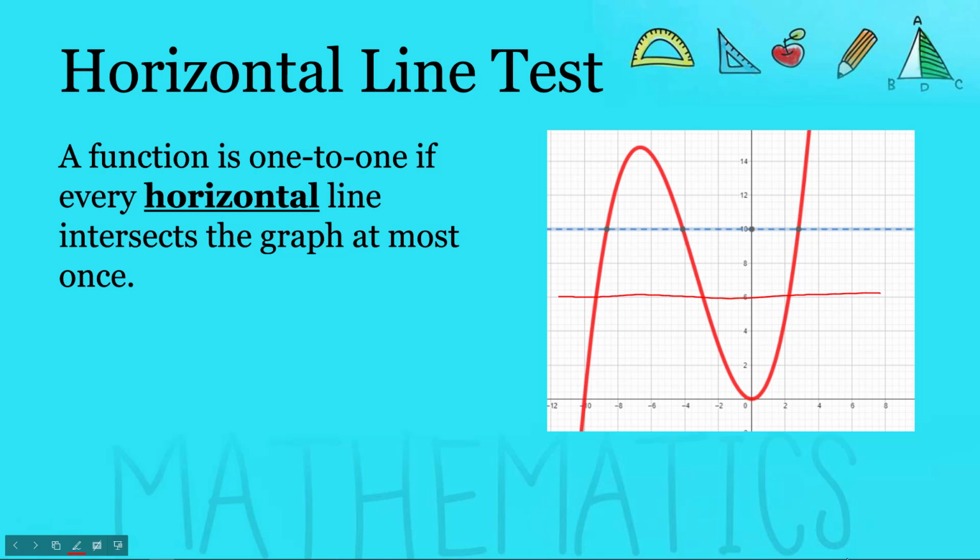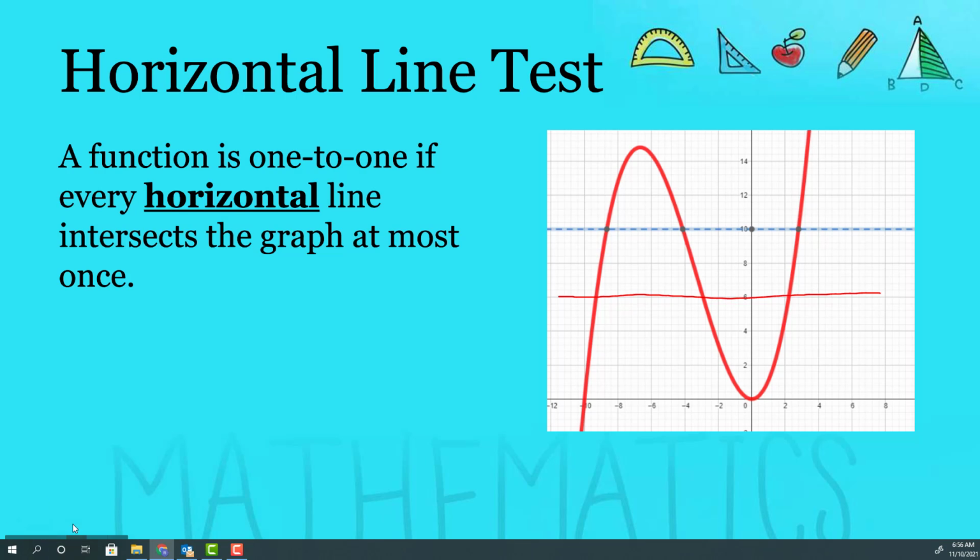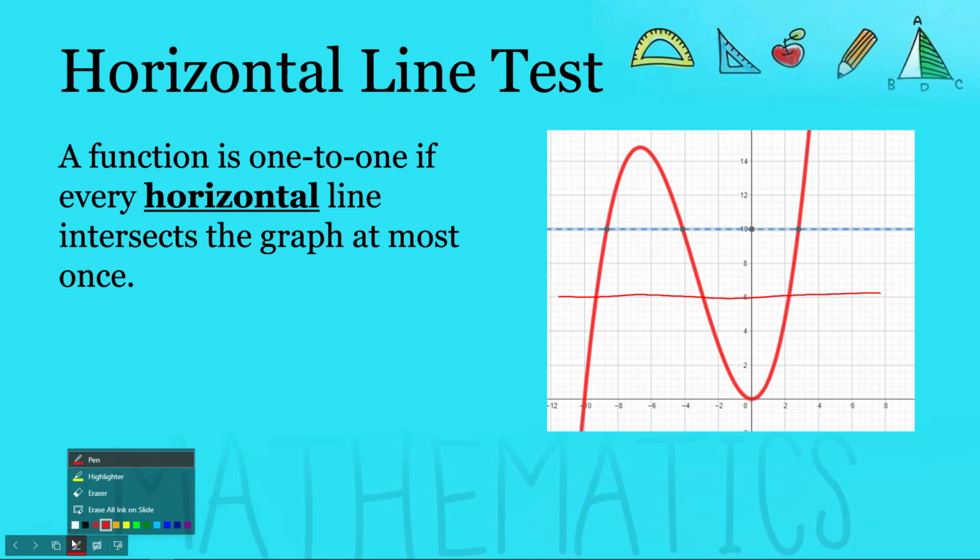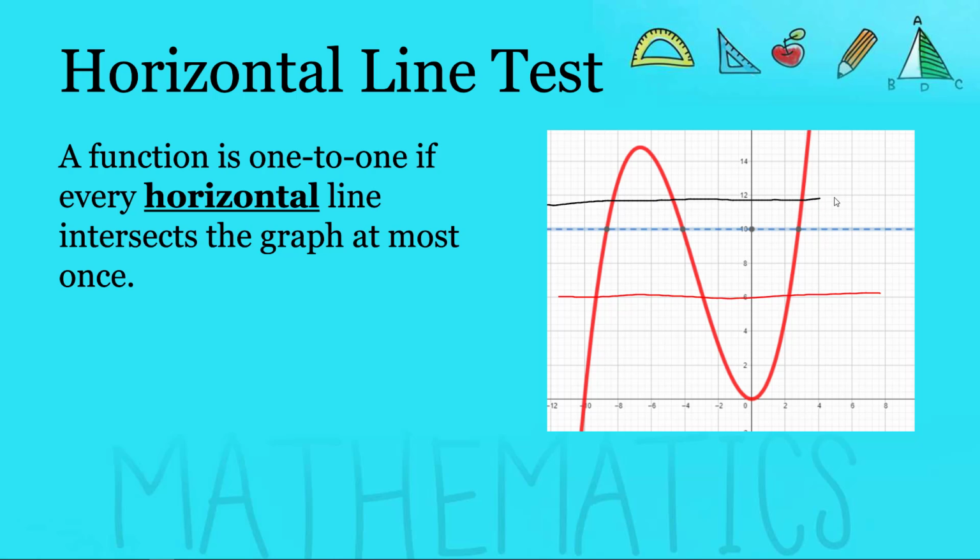Just like functions have a vertical line test to determine whether or not it's a function, 1-to-1 functions have a horizontal line test. And of course, the horizontal line test is that every horizontal line must intersect the graph at most once. This one intersects the graph 3 times here. Of course, it only intersects the graph once here, which is great. However, since it intersects the graph 3 times here, it's not 1-to-1. And of course, you really don't need to do a horizontal line test. You can just look at the graph, and you can tell.